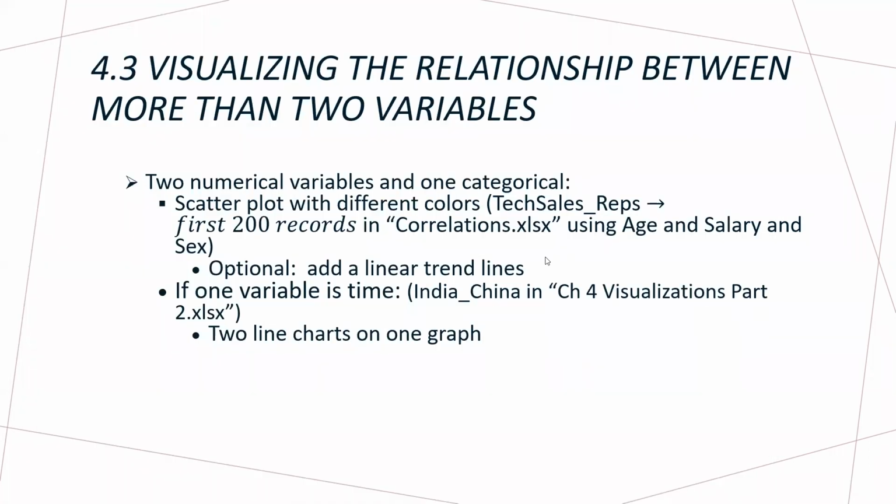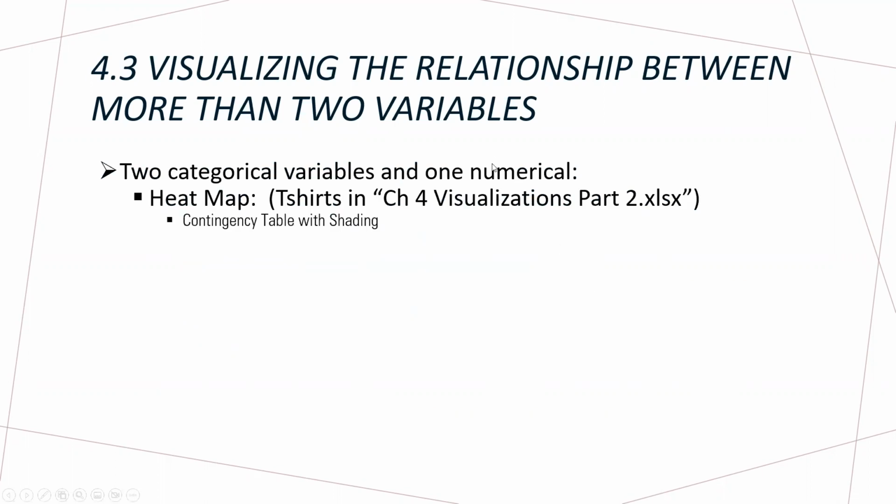The next kind of visualization we want to do is if you have 2 categorical variables and 1 numerical. And for this, we use something called a heat map. I'm going to show you how to do this using the t-shirts data. That's again in that chapter 4 visualizations, visualizations part 2 file. And just to make it easier to understand, a heat map is really just a contingency table with shading.